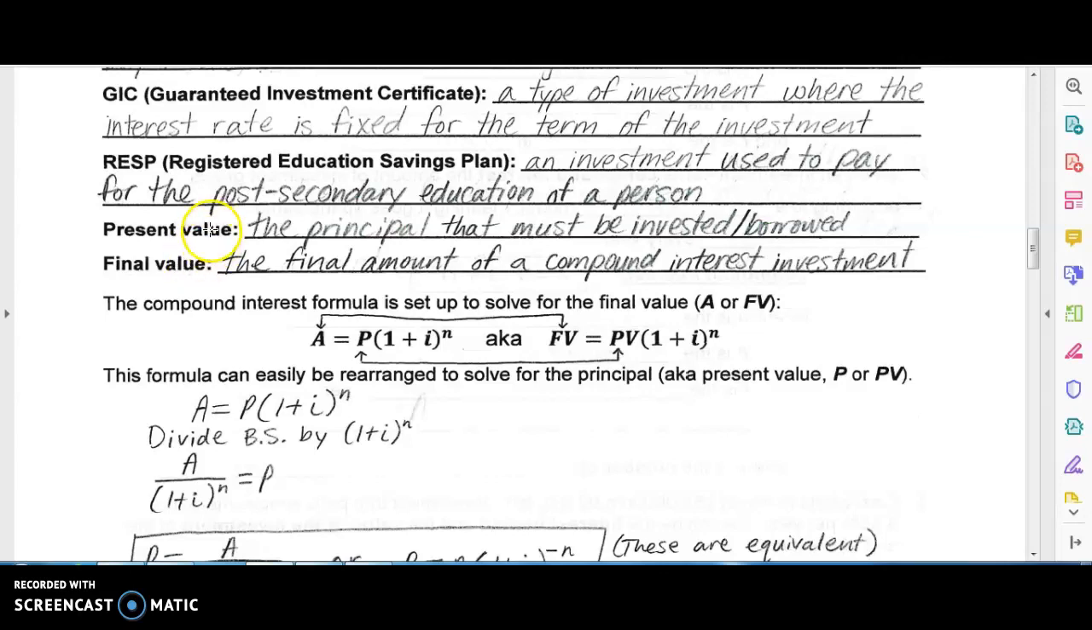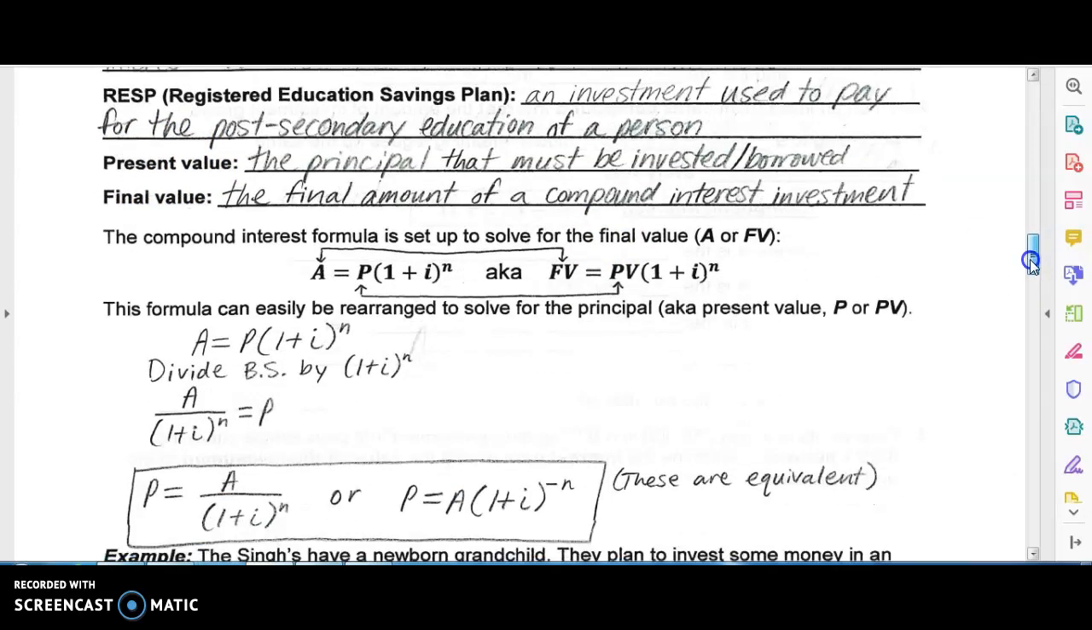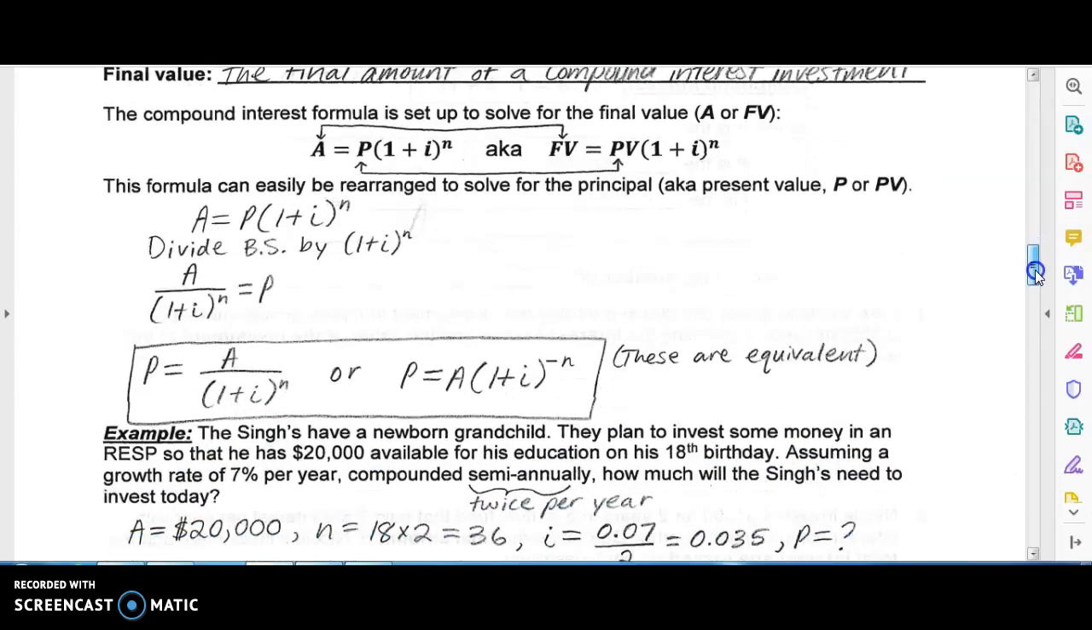Okay, so present value, a question could be like, the investment is worth $15,000 after 5 years at 7% interest compounded monthly. How much did you invest? How much did you have to invest at the start for it to be worth that much? So anytime you're asked for how much was invested to begin with or how much was borrowed to begin with, that's present value. Okay. The compound interest formula is set up to solve for the final value, right?